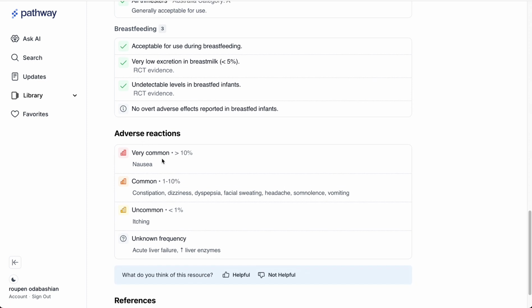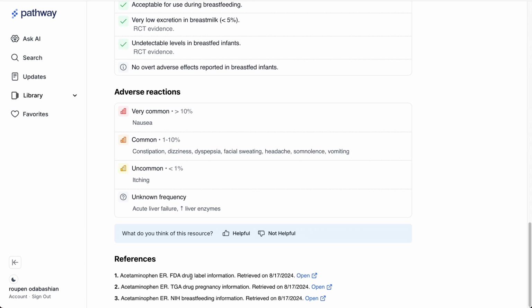And here are the adverse reactions that are associated with Tylenol, and references. So it's relatively, I would say, shorter. I can't share UpToDate information because UpToDate information is behind a paid subscription. This is a free version. That's how I'm able to do my review.